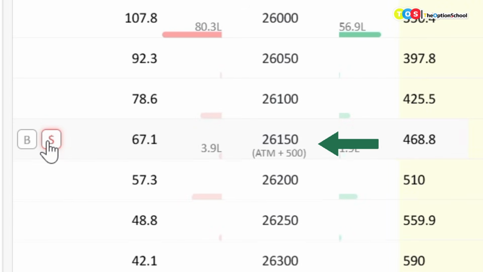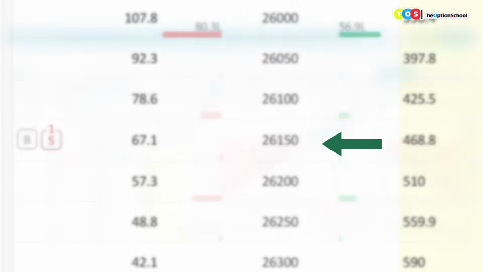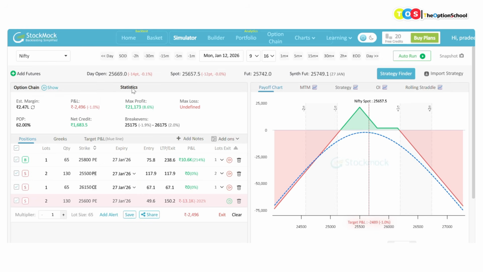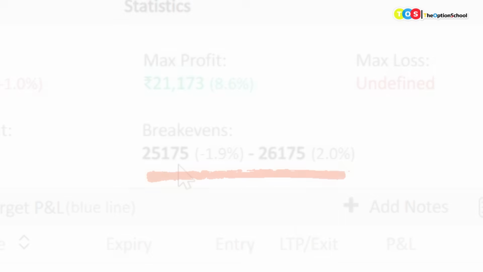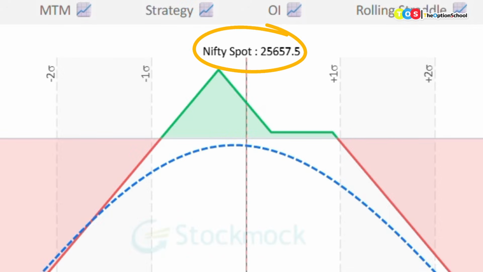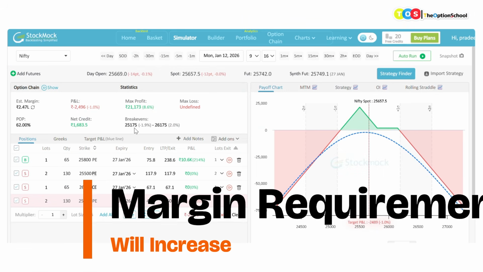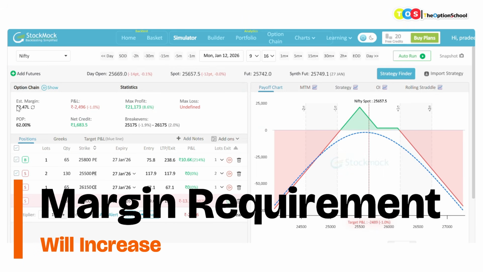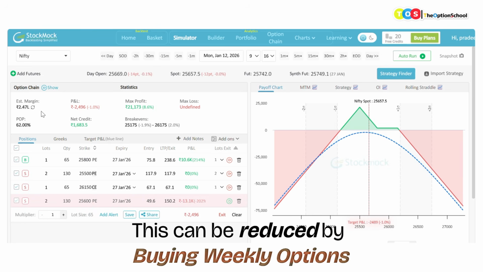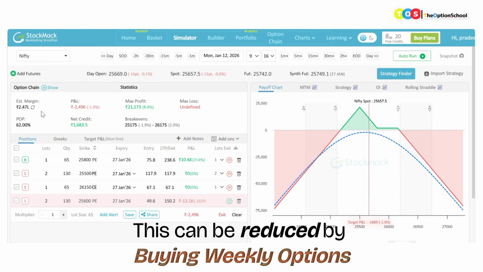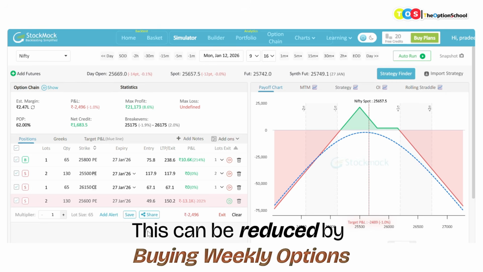I am selling a call, right? Only one lot. So that now total money is recovered. Now my break even point on upside is 26175, on downside is 25175, and market is right now 25657. Now many of you will say that, okay, now the margin requirement will increase. Yes, little bit margin requirement will increase, and that margin requirement can be reduced by buying weekly put as well as a weekly call, costing you just 2-3 rupees, and that will drastically reduce the overall margin requirement.